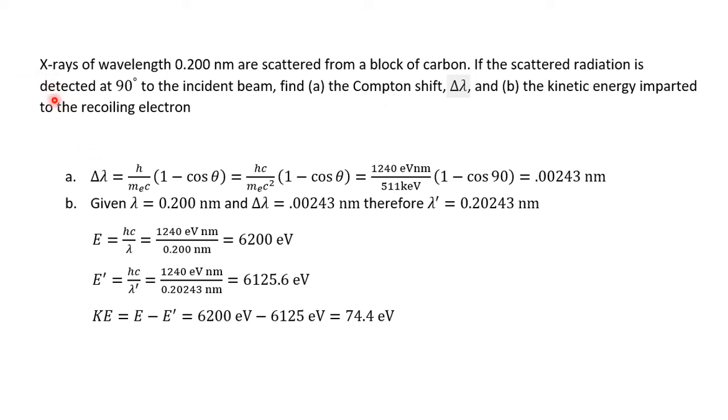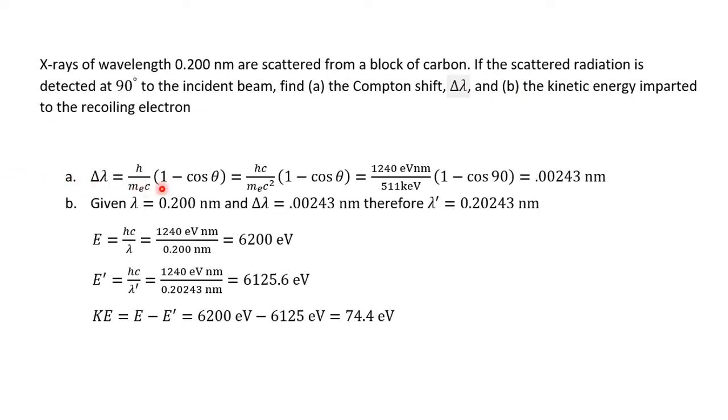So let's take a look at this first problem. We have X-rays of wavelength 0.2 nanometers that are scattered from a block of carbon. The scattered radiation is directed at 90 degrees to the incident beam. We want to find the Compton shift, delta lambda, and the kinetic energy imparted to the recoiling electron.